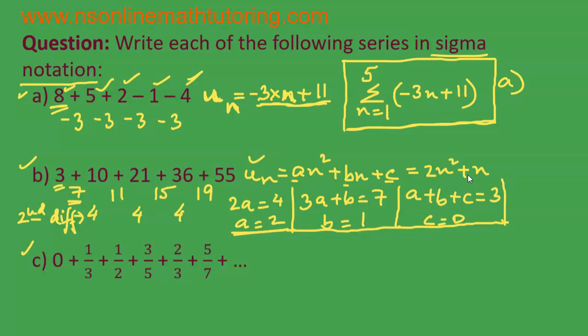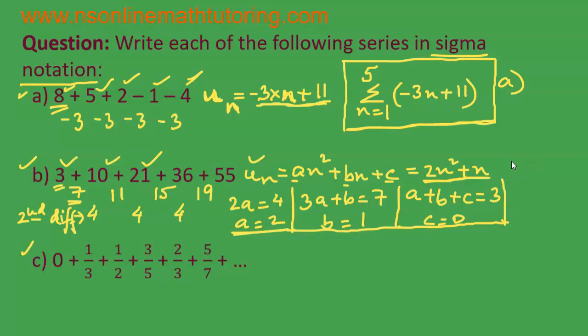Let us check whether we have found the correct formula or not. When n is equal to 1, that is the first term: 1 squared is 1, times 2 is 2, plus 1, 2 plus 1 is 3. Second term, n equal to 2: 2 squared is 4, times 2 is 8, plus 2, 10. Third term: 3 squared is 9, 9 times 2 is 18, 18 plus 3 is 21. And you can check the fourth and the fifth terms also, you will be getting the correct answer. So, our expression is correct.